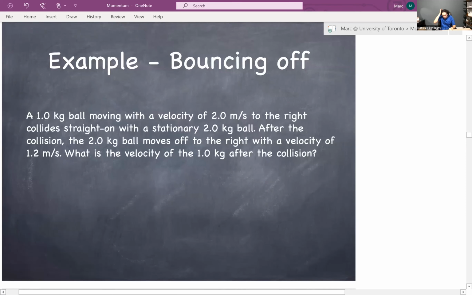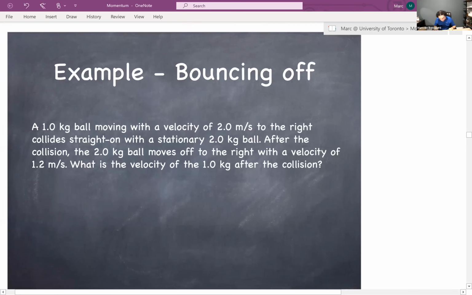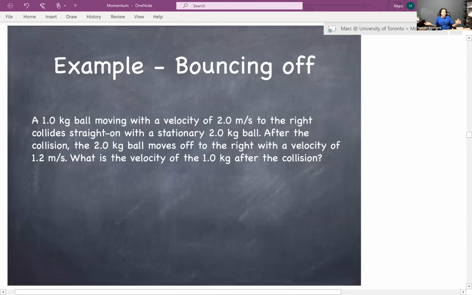I think we've got time maybe for one more question. We'll see. So, things can bounce off of each other as well. This is another example of a collision, with a before and an after and a need for conservation of momentum. I'll just read it first. A 1 kilogram ball moving with a velocity of 2 meters per second to the right collides straight on with a stationary 2 kilogram ball. Right after the collision, the 2 kilogram ball moves off to the right with a velocity of 1.2 meters per second. What is the velocity of the 1 kilogram ball after the collision?